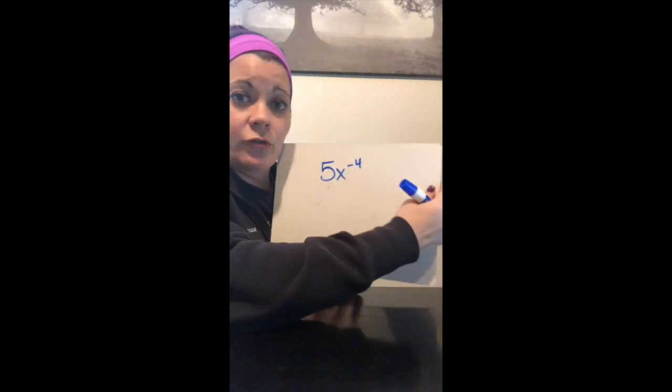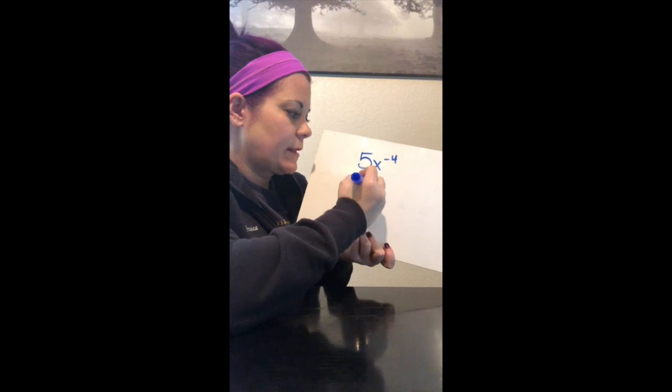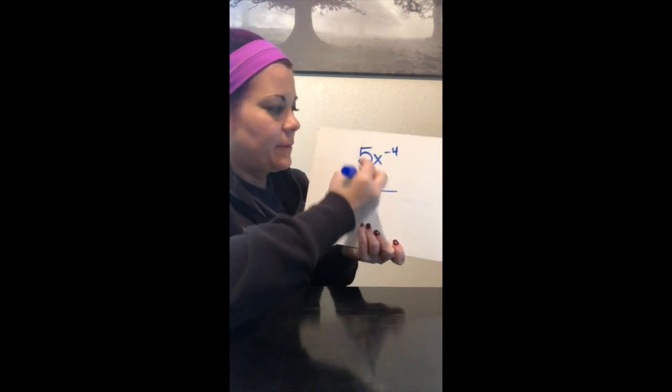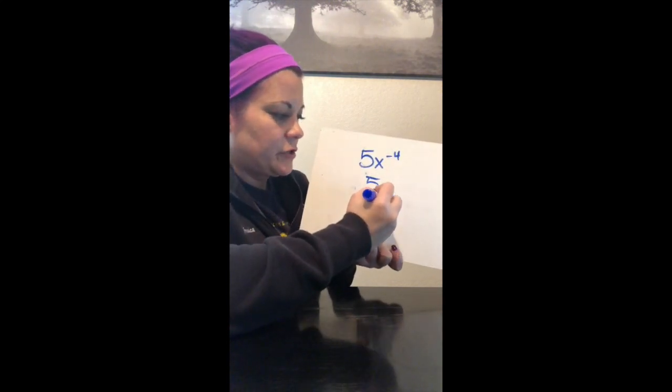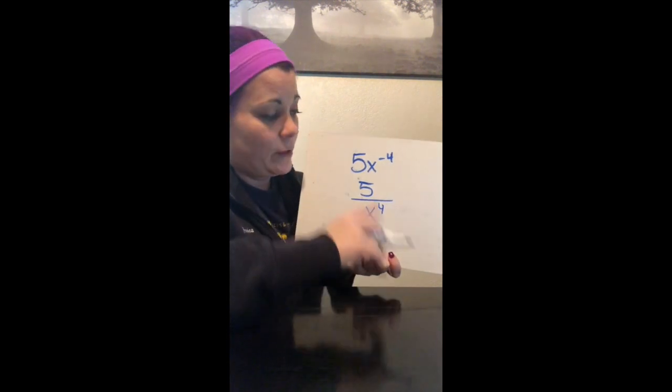This negative exponent goes with the x. So the 5 would stay on top, would stay the same, but the x would now move to the denominator to make that a positive exponent. So 5 over x to the 4th.